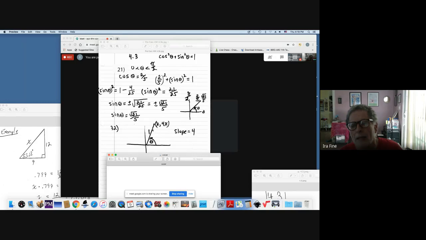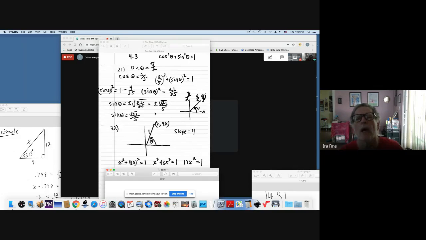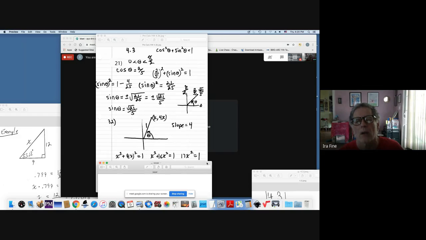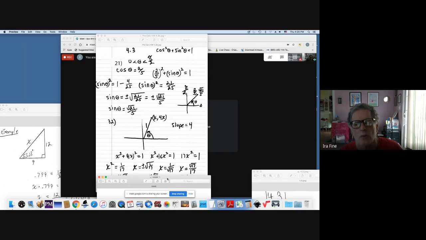Okay, now since we're looking to get the sine and cosine, let's say we're working in the unit circle here. So that means, again, we know that x squared plus y squared, which is 4x, equals 1, or 1 squared. So now, again, it's just algebra, right? This is going to be x squared. This is 16x squared. 17x squared equals 1. So now it just boils down to algebra. So x squared equals 1/17.